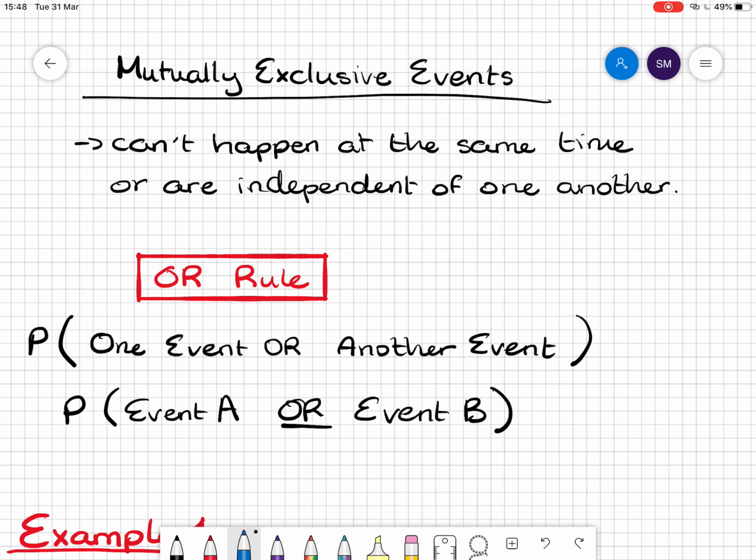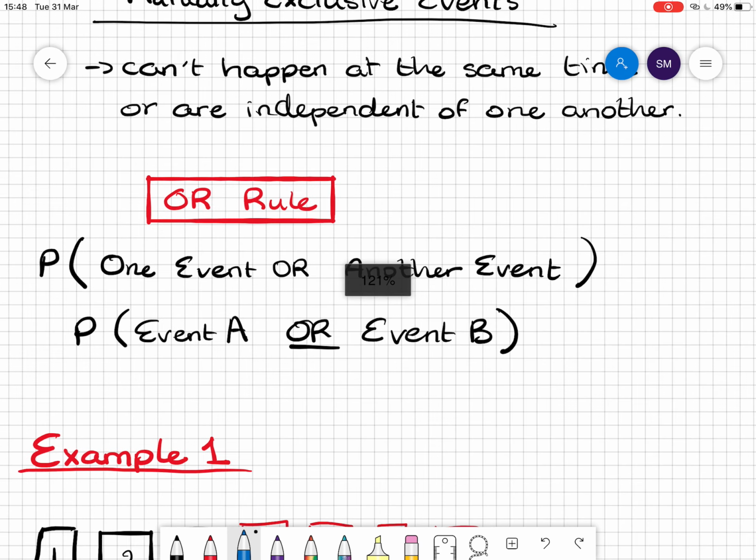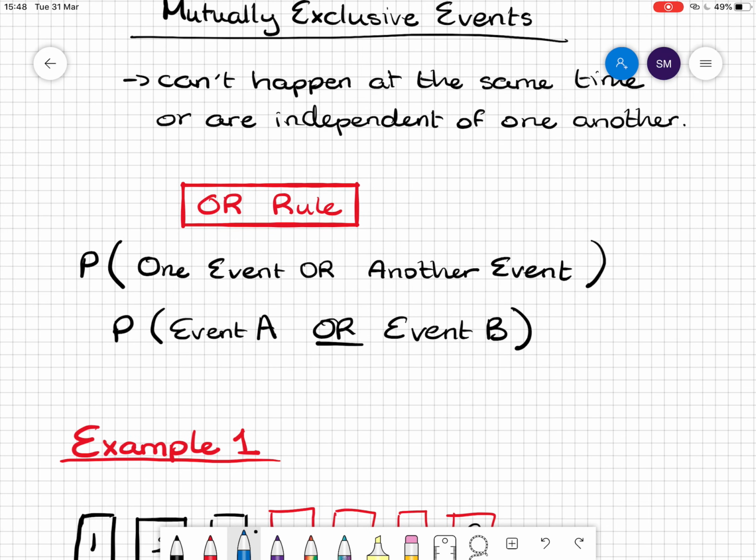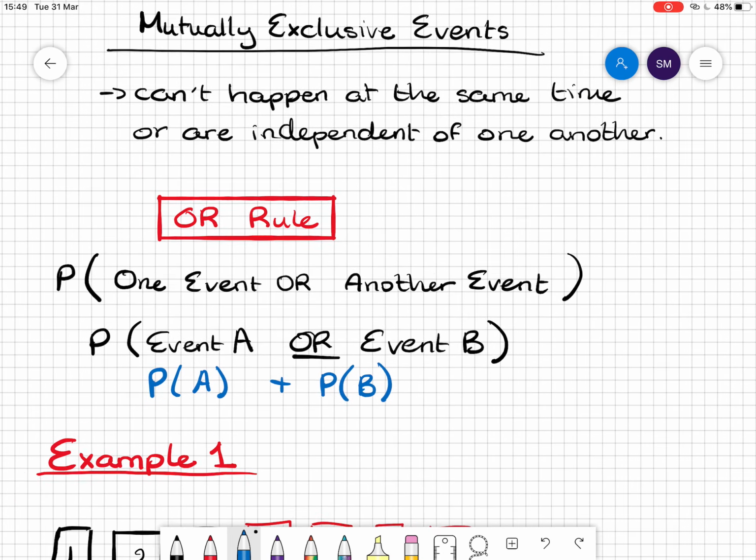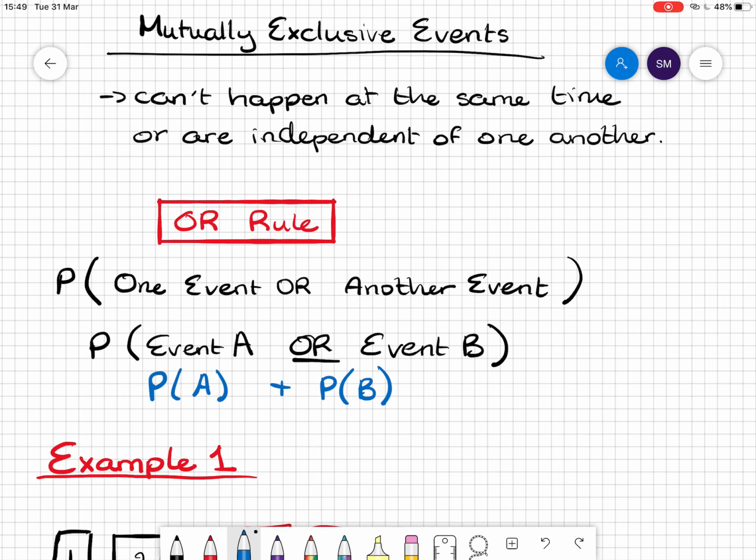And the reason why is because generally we use the probability of whatever the first event is, plus, added, the probability of the second event. That is generally our rule if they're mutually exclusive, because there's nothing that is coinciding between the two.